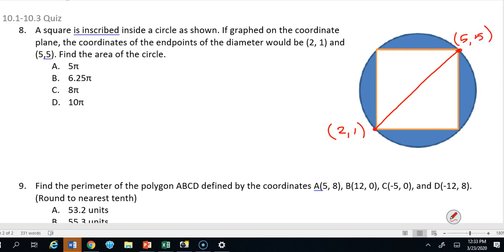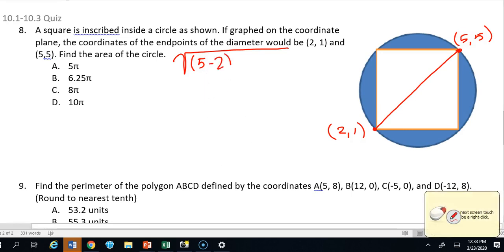So what I need to do to find the area of the circle is to find the radius, and I should be able to find the length of the diameter using the distance formula. So that's what I'm going to do. So I'm going to take 5 minus 2. So again, I'm doing x1, y1 here, x2, y2, okay?